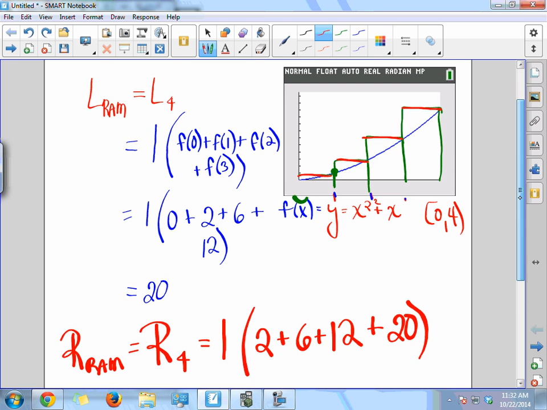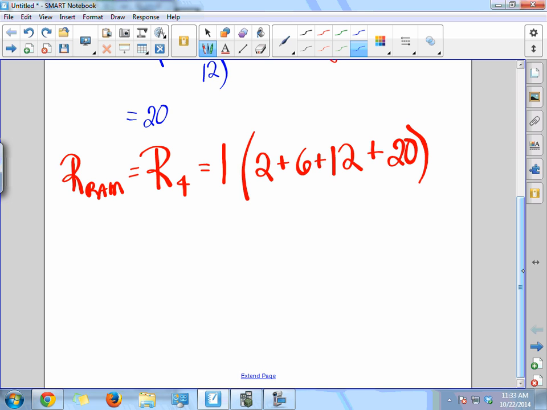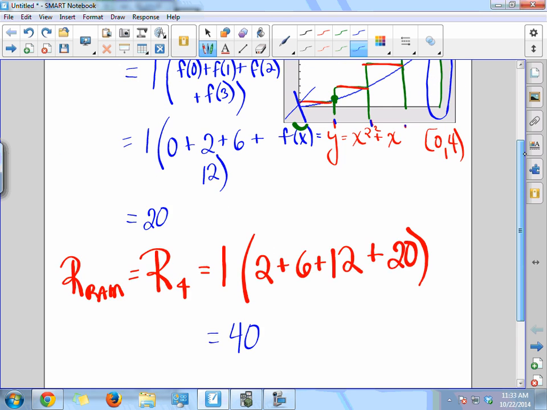Notice on this one, I don't include the first point, so I don't include the 0, but I do include the last one. So on a left RAM, you include the leftmost point, but you exclude the rightmost point. And on a right RAM, you exclude the left point and you include the right point. So here I'd get 2 plus 6 plus 12 plus 20, which is 40, times the width of 1, so this would be 40 as an approximation. And so this would be an over approximation.